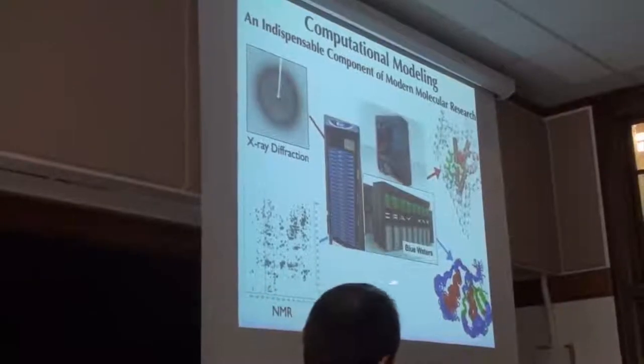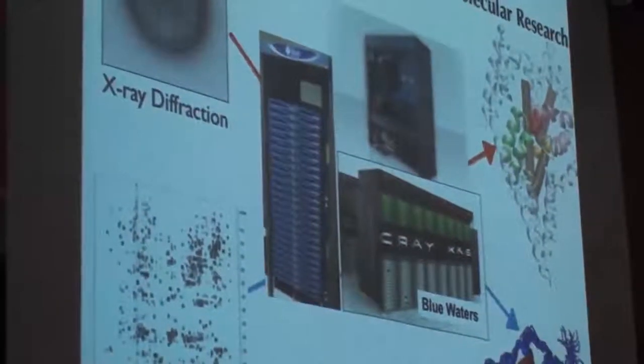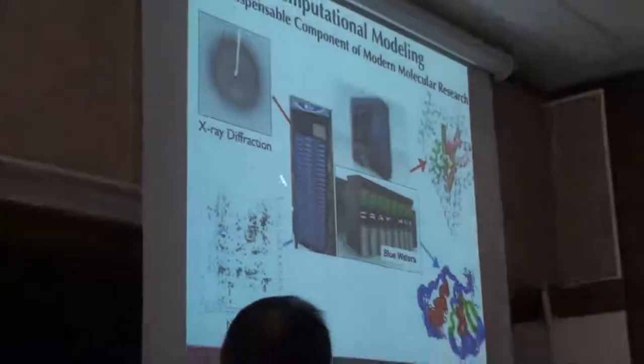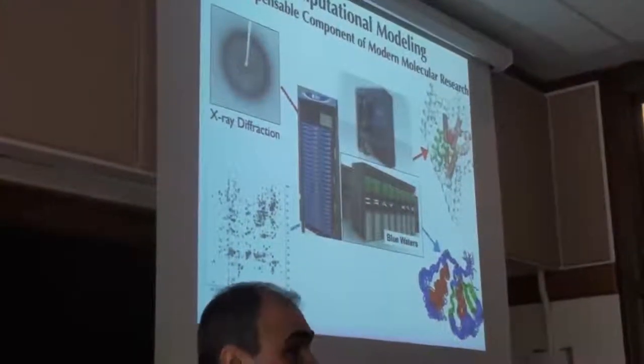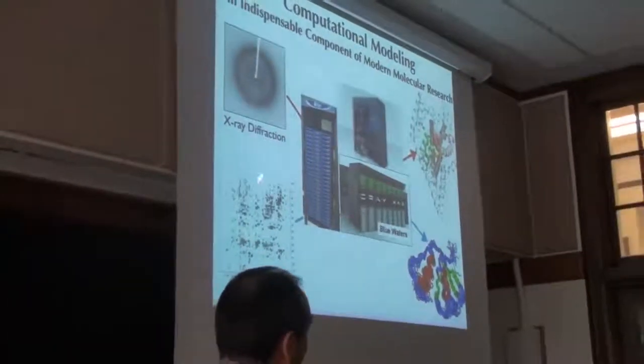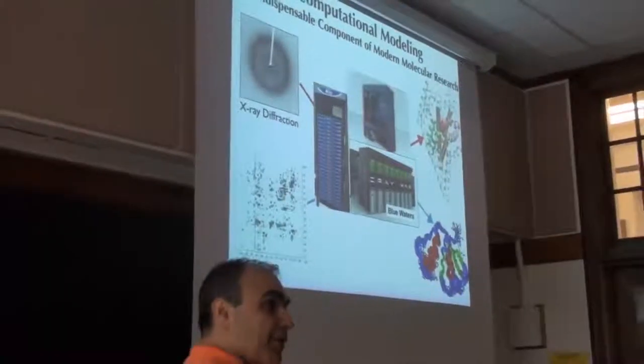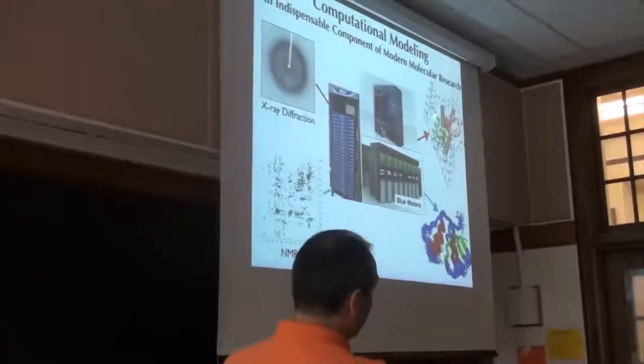And that's exactly what we do. We rely on supercomputers. We have the Blue Waters right on this campus, as many of you know. And we use these very, very powerful machines to convert this raw experimental data to molecular images, real molecular pictures of how things are, which is much easier to understand.